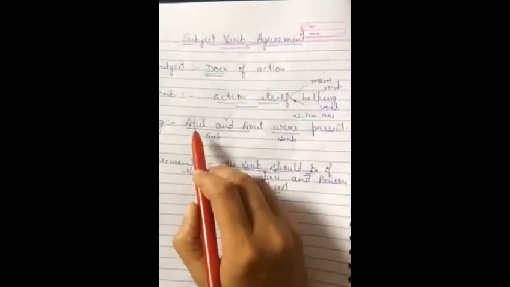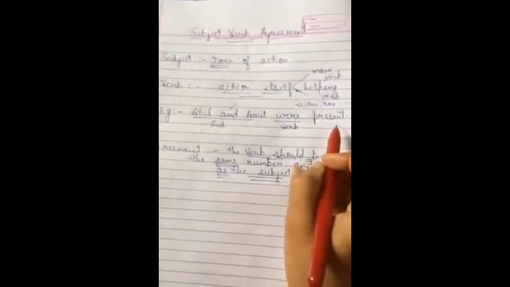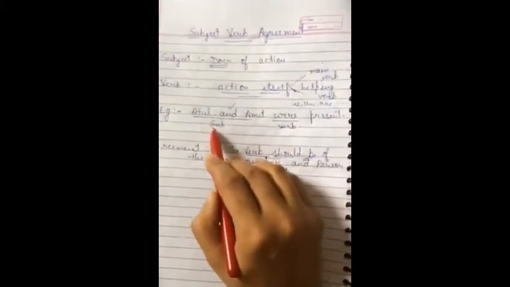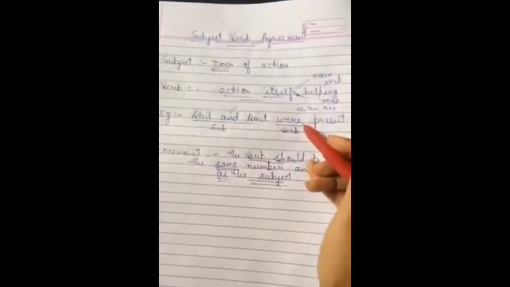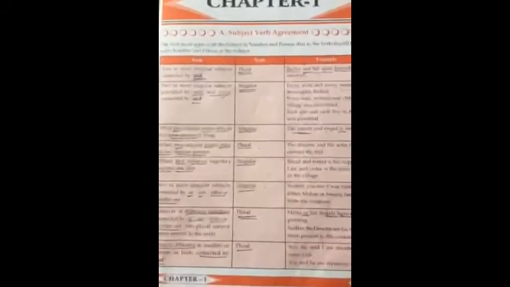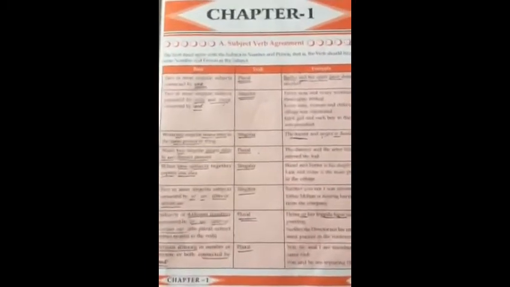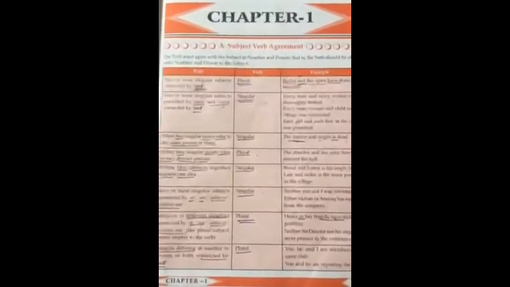For example, see here in this example, Atul and Amit were present. Here, Atul and Amit were different subjects, two subjects. That means our verb will also be plural. Plural subjects, verb will be plural. Likewise, we can go through the different rules here on this page, which will tell us which particular verb we can use according to the rules and regulations.